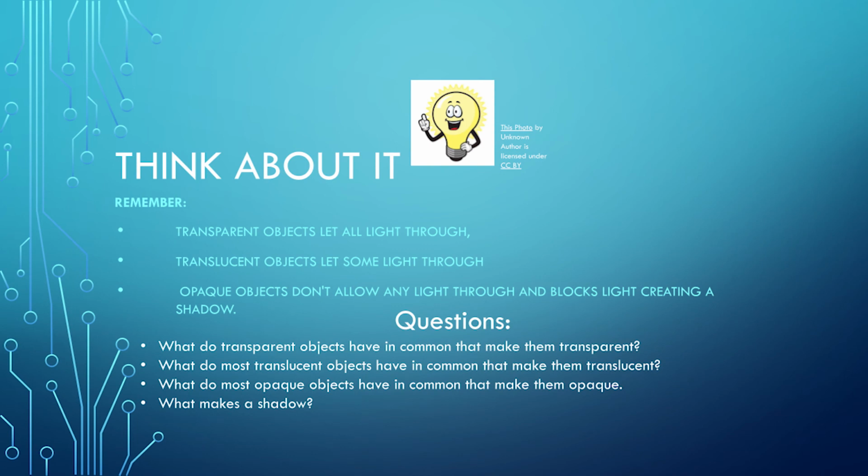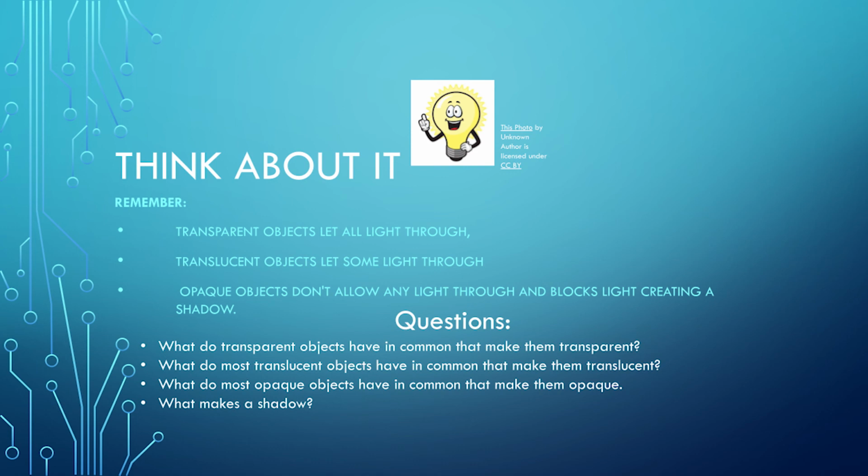Remember that we learned that transparent objects let all light through. Translucent objects let some light through. And opaque objects don't allow any light through and block light, creating a shadow.